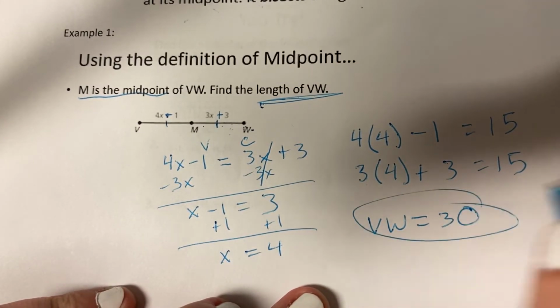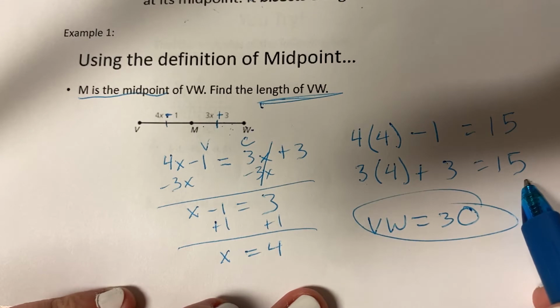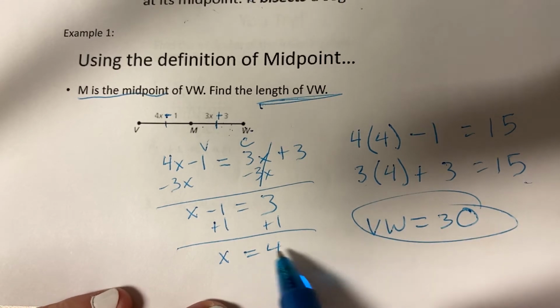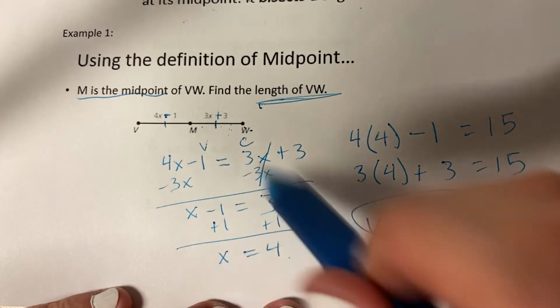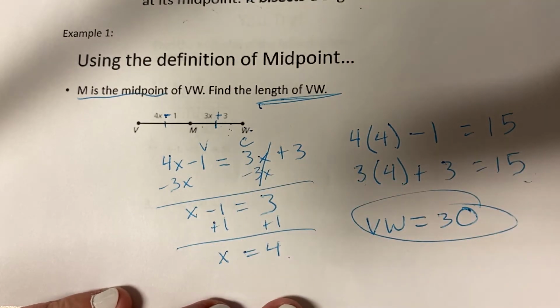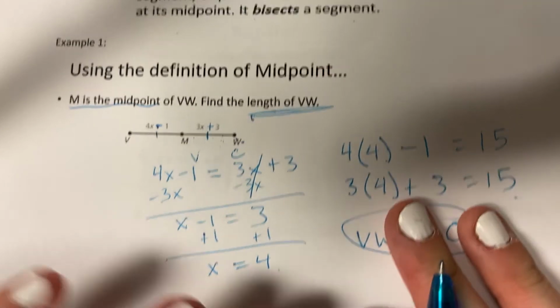Now, if you want to go ahead and plug it back in and do this extra work, you can. Because let's say you got x wrong, or let's just say these two numbers were different when you plugged them back in, you would know you did something wrong over here. So this is a good way to check your work. All right.